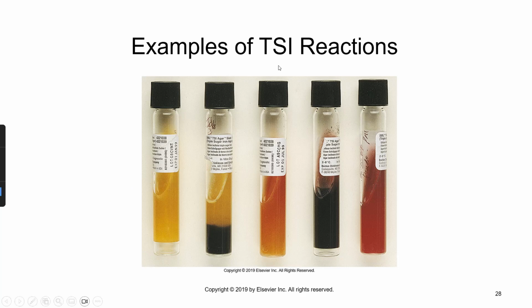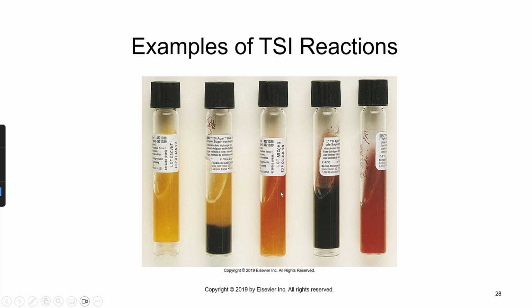So here's a sample of different TSI reactions. In this first one, you see it's yellow on the top and yellow on the bottom. So yellow means that an acid was produced in both environments. This would be reported as A over A, acid over acid. We would also report the presence of gas. You can see that there was some separation down here at the bottom, so this would be gas positive. In this one, this would be A over A, and it's black on the bottom because of that black ferrous sulfide precipitate. So this would be A over A, H2S positive.